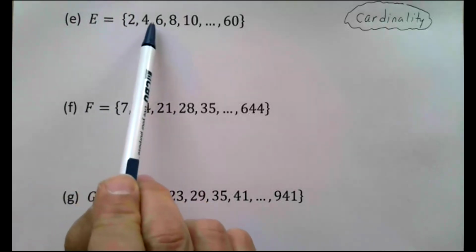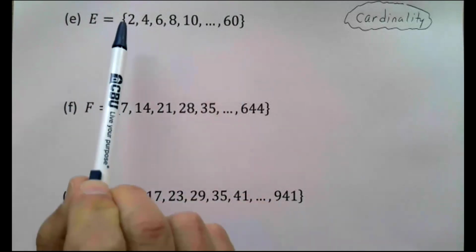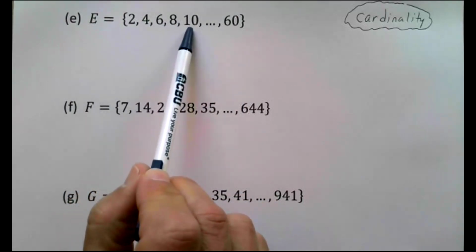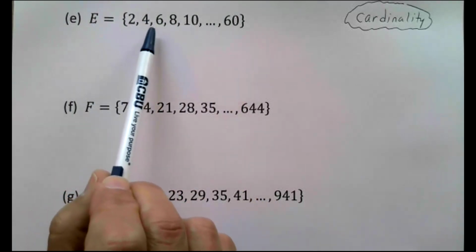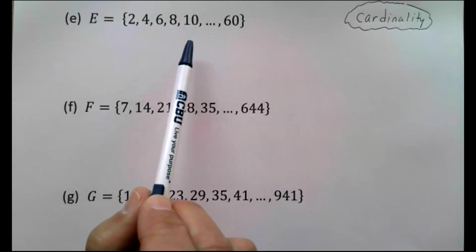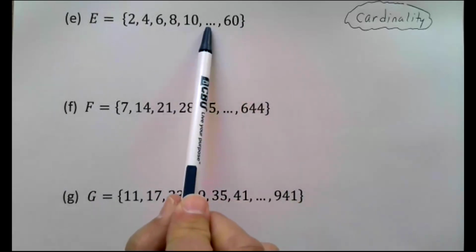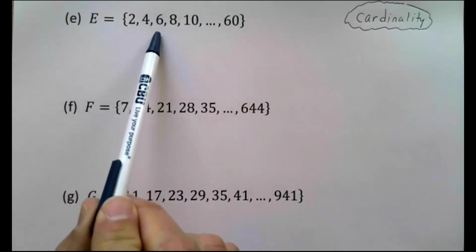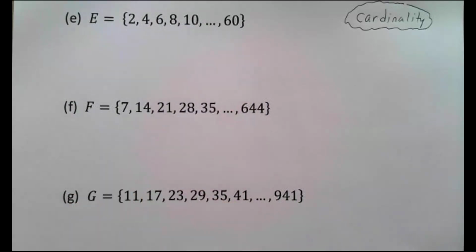Set E consists of 2, 4, 6, 8, 10, and you see dot, dot, dot, and you see 60. What we mean by that dot, dot, dot is that a pattern has been established here. Let that pattern continue and stop when we hit 60. So this set consists of 2, 4, 6, 8, 10, 12, 14, 16, 18, 20, all the way up, and we stop at 60. It means continue that pattern. Obviously, our pattern is we're adding 2 each time. How many elements are in that set?